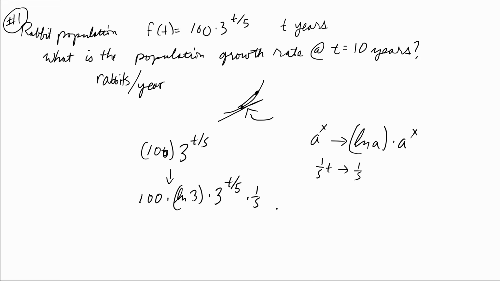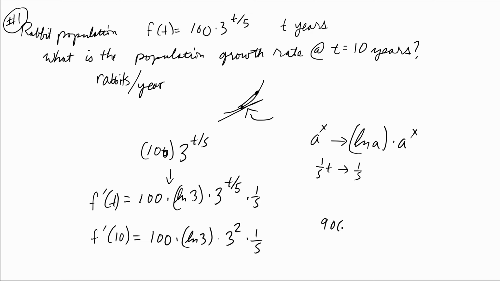All right, so we just computed the derivative successfully, so we can use this derivative function and evaluate it right at 10. If we plug in 10, that'll give us the instantaneous rate of change that we're interested in. So we have 100 times the natural log of 3 times 3 to the 10 over 5, so 3 squared, times a fifth. So that's 9. That's 900 natural log of 3, all over 5.